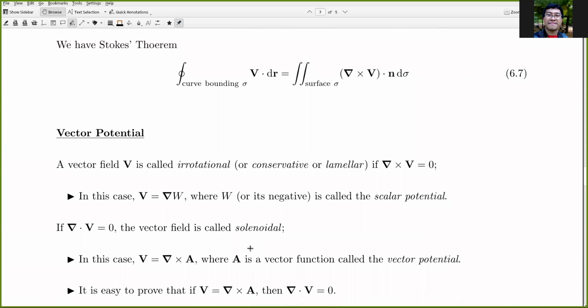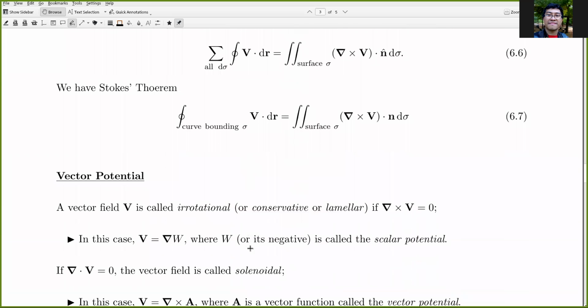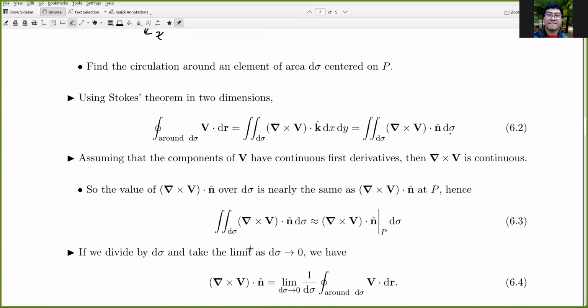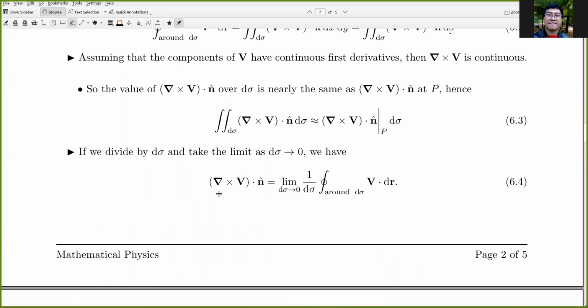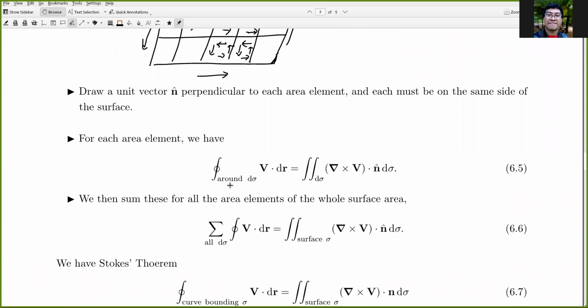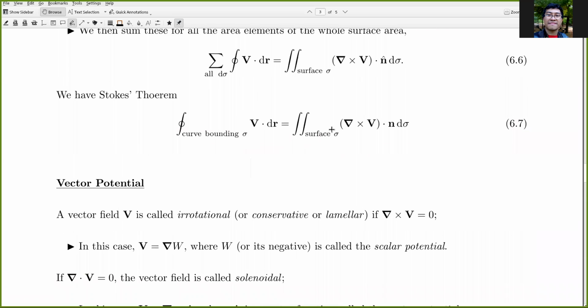Okay. By the way, the difference between this and this d sigma here is that this is only for a small area element, whereas here, even if we apply it to a bigger surface, that equation still works.